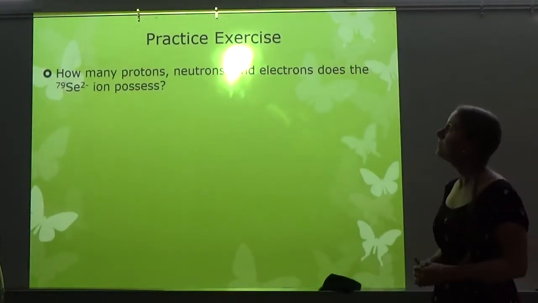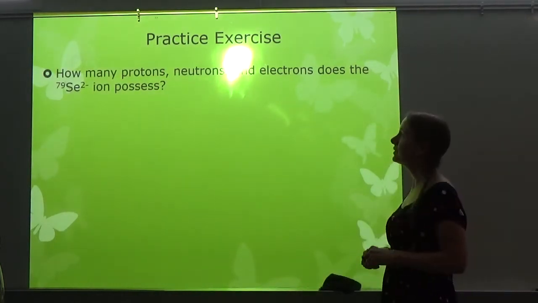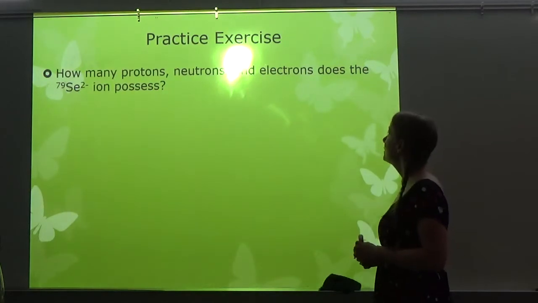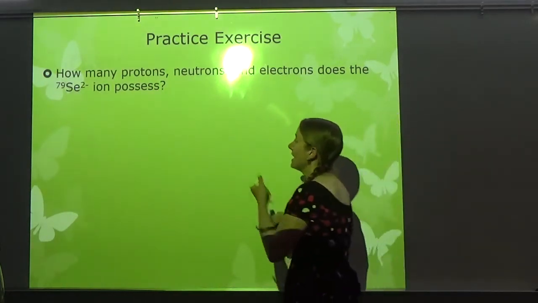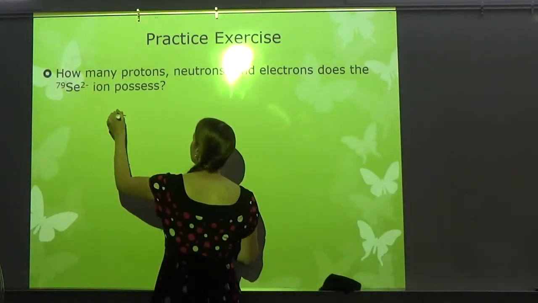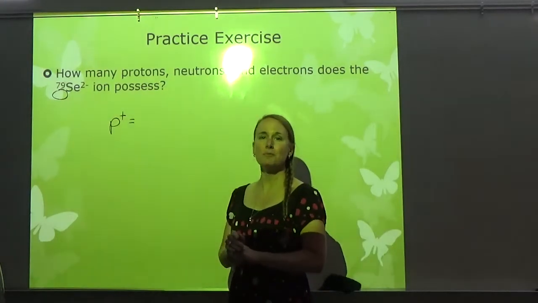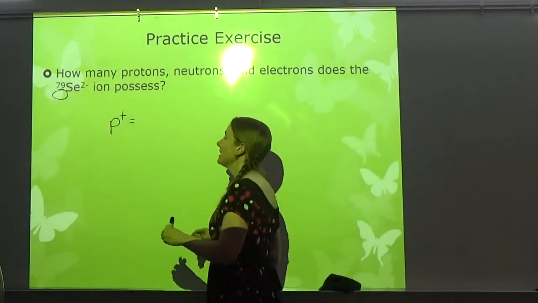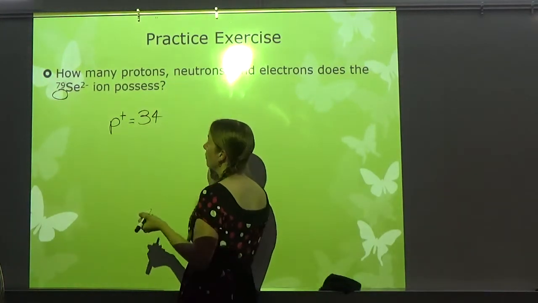All right, so maybe pause it and try this one on your own, and then I'll assume you've done that, we can look at it together. So how many protons, neutrons, and electrons does this ion possess? All right, so I need protons, which means I need the atomic number. Now that's missing down here, but it's Se, so I can just look at the periodic table. Okay, so I find Se, and I can see the atomic number is 34, so that means there's 34 protons.